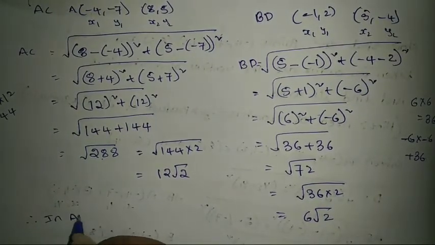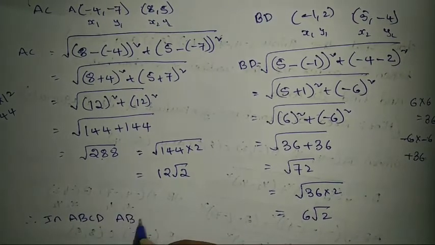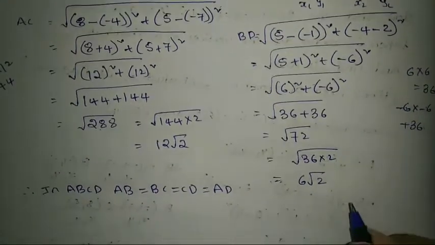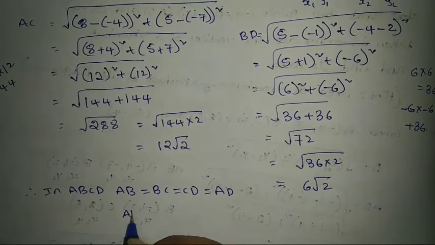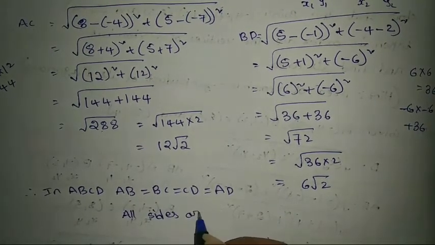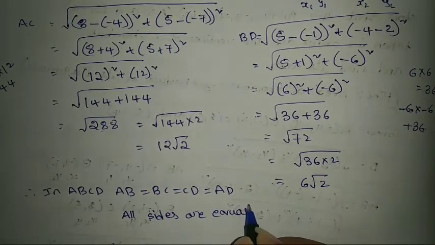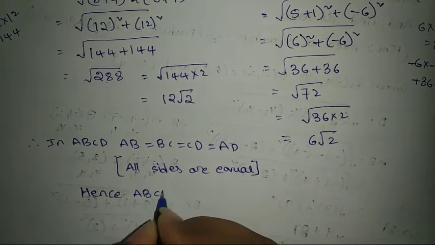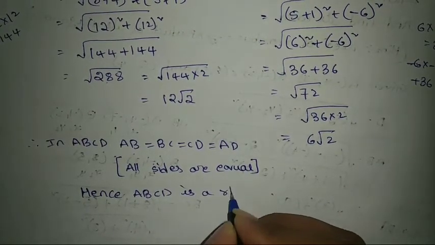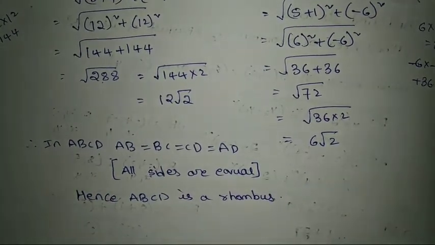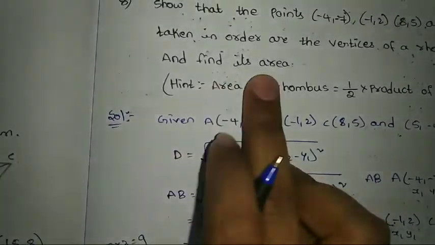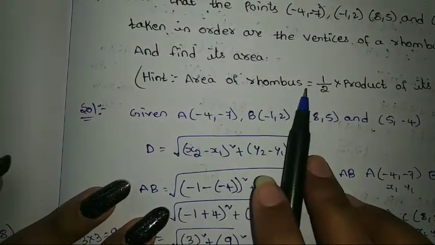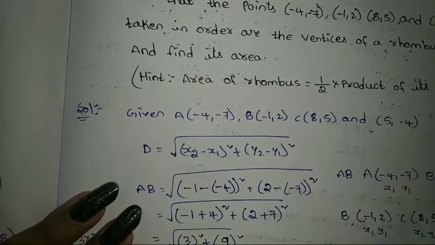Therefore, in ABCD, AB is equal to BC is equal to CD is equal to AD. Okay, all sides are equal. Hence, ABCD is a rhombus. Okay. Now we have to find its area. Already they have given the hint. So area of rhombus is equal to 1 by 2 into product of its diagonals.